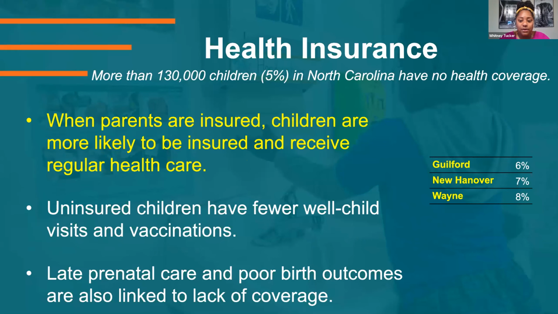And then in Wayne County, while you all saw slightly more women receiving early prenatal care in this year's county cards, you also saw fewer babies born preterm and fewer babies born at a low birth weight, but your infant mortality rate more than doubled from 5 to 11 deaths per 1,000 live births. And that is incredibly unusual.